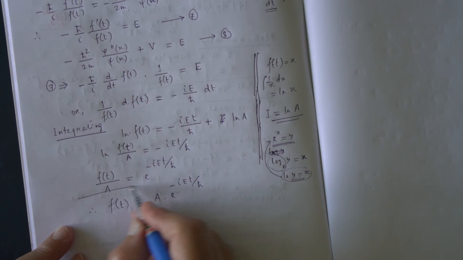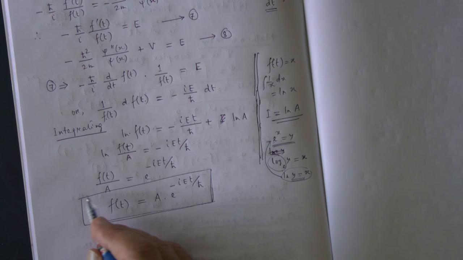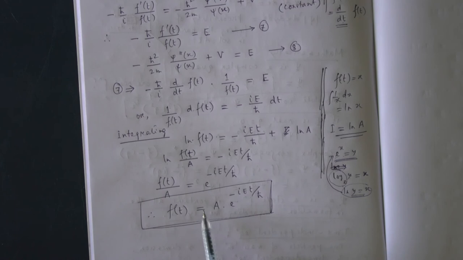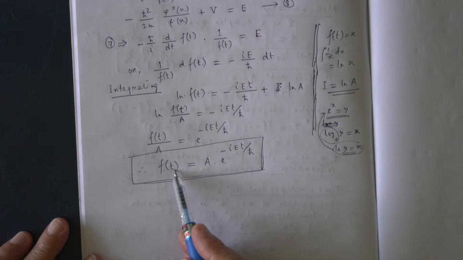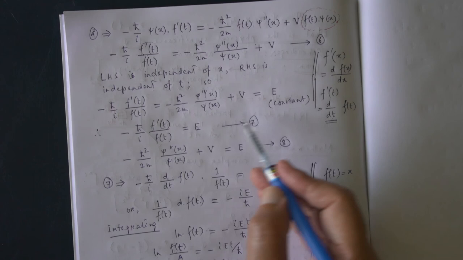So basically what I am doing is finding out the value of the function f t. From equation 7 we can find out the value of the function f t. Similarly, from equation 8, what can we write?